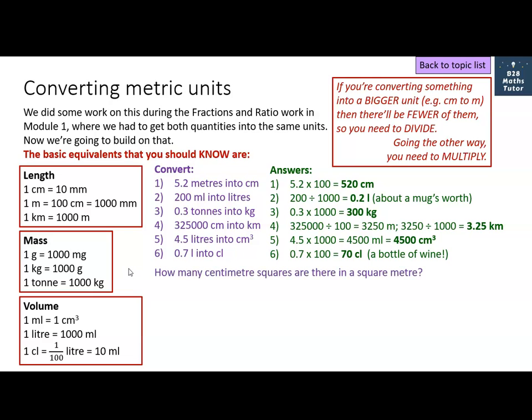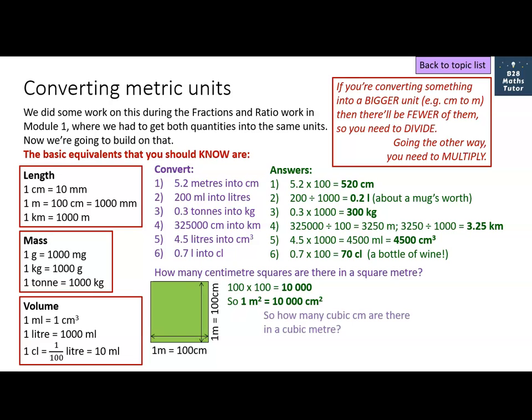Now, how many centimetre squares are there in a metre square? It's not 100. Think it through for a moment. So this is a metre square. So it's a metre along here and a metre up here. And of course, 1 metre is 100 centimetres. And 1 metre is 100 centimetres this way as well. So altogether, we've got 100 rows of 100 centimetres. So in fact, there are 10,000 centimetres squared in a metre squared.